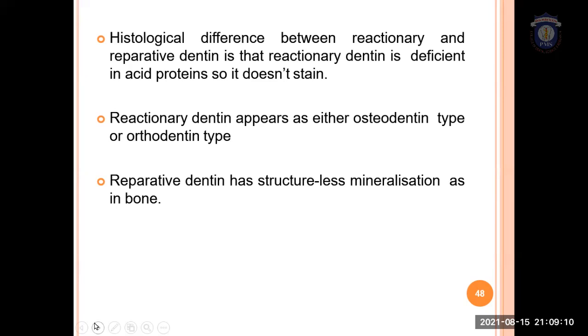So another difference is that reparative dentine has a structureless mineralization, and the reactionary dentine appears either as osteodentine type or orthodentine type. So they can be either osteodentine type of dentine or orthodentine type of dentine, whereas the reparative dentine has structureless mineralization as seen in bone. So that's how we can histologically differentiate between reactionary dentine and reparative dentine. So both these are part of the third type of dentine known as the tertiary dentine, which is the dentine formed as a result of any stimuli.